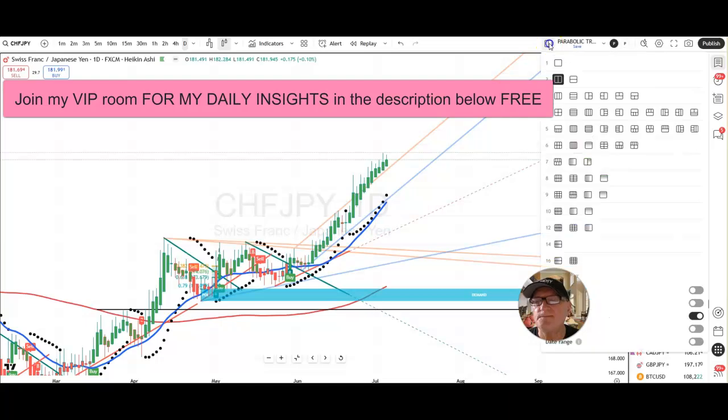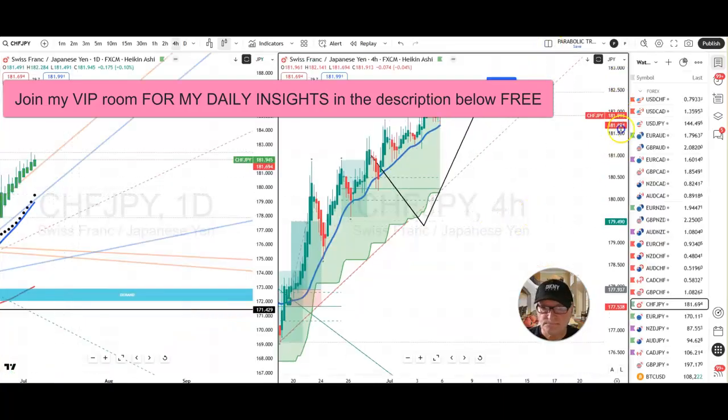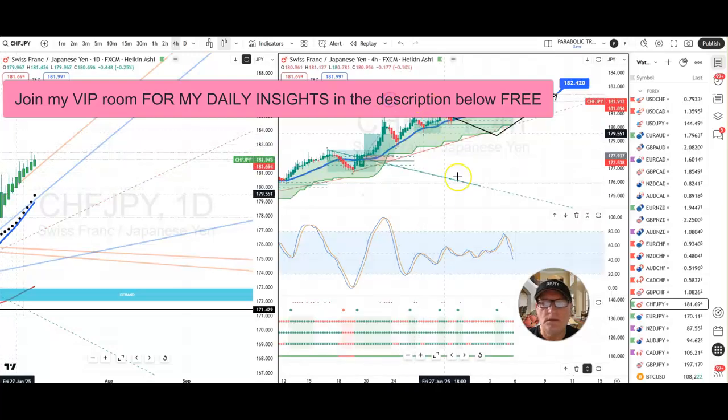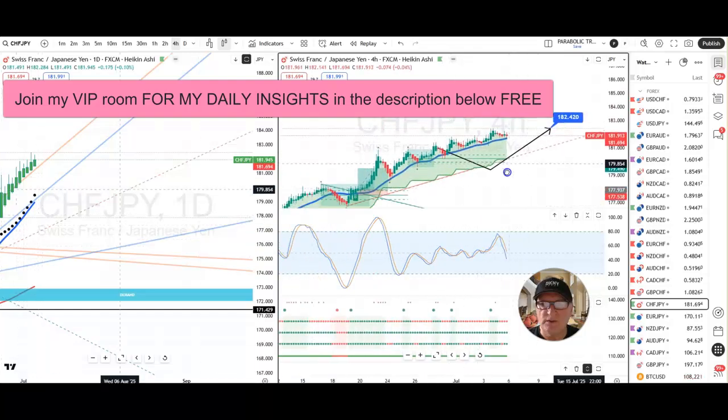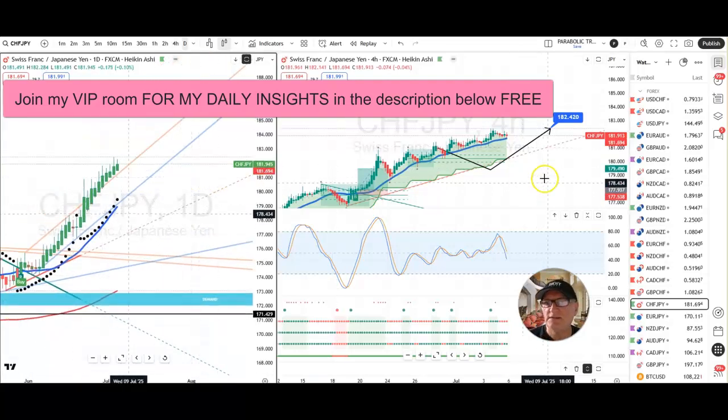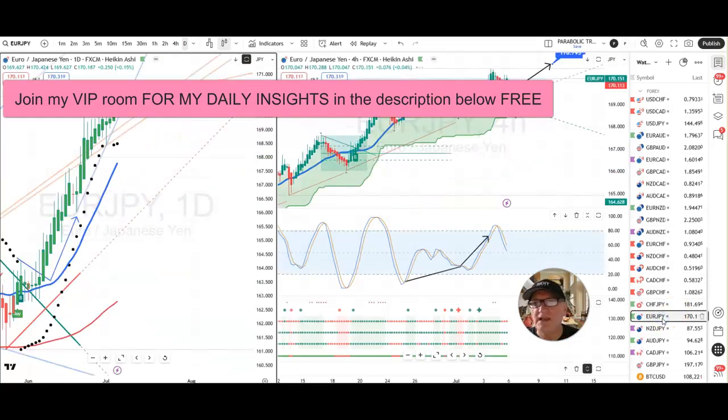Let's see. You can wait for a swing low. Not seeing it yet. There was the one swing low there on the Advanced Pro charts. You can wait for the swing low, or you can buy it now. Stop is 179.40. Just let it go. Euro yen looks good.